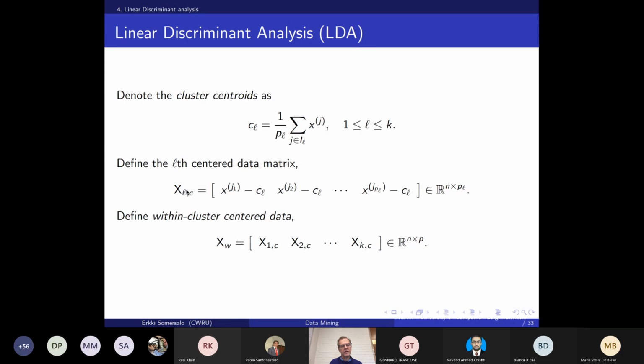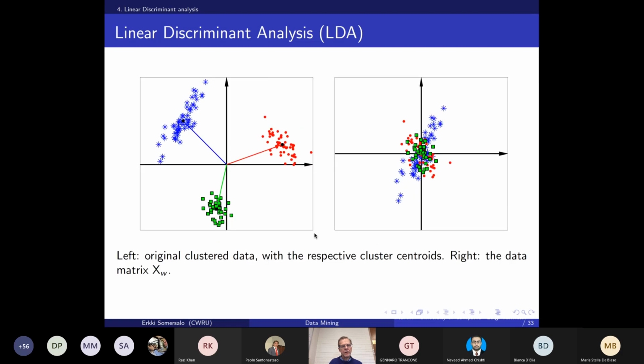And so this way I get something. So when I'm collecting these centered clusters into a matrix again, then I have what I call the within cluster centered data. So this W refers to the word within cluster. So each data cluster has been centered, and then they're collected back into a big matrix. And I believe a picture tells more than the words. So here is a two-dimensional schematic picture of what is going on here.